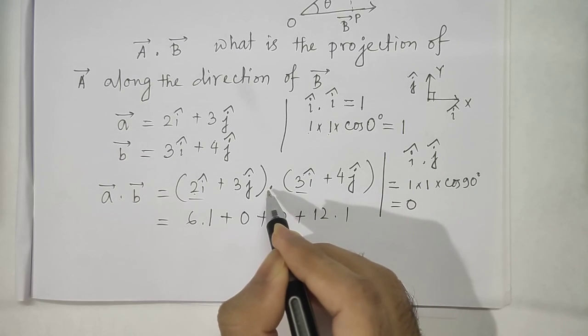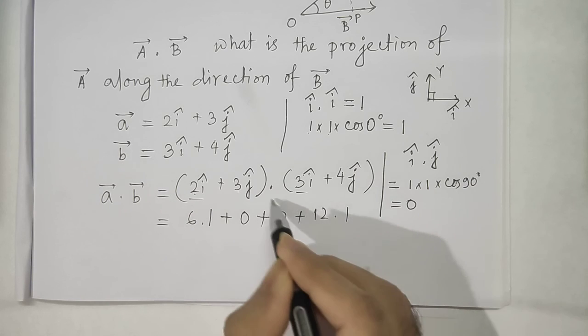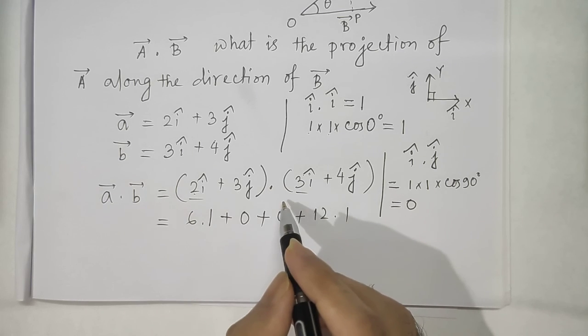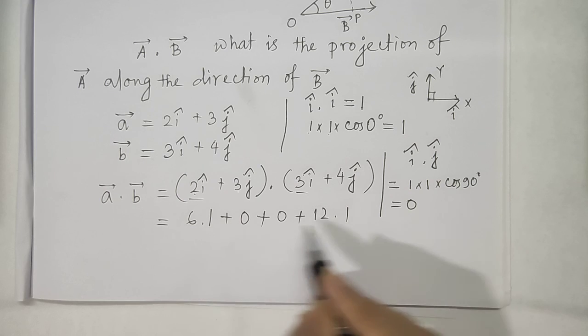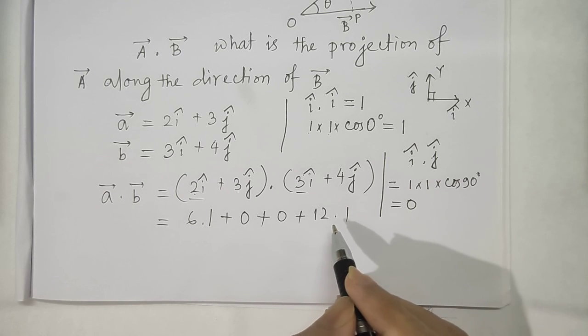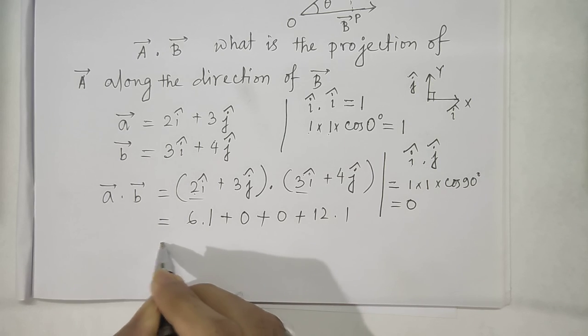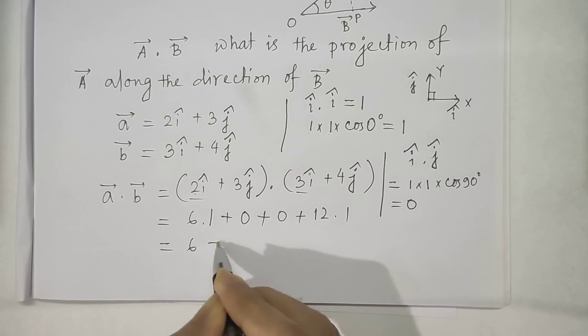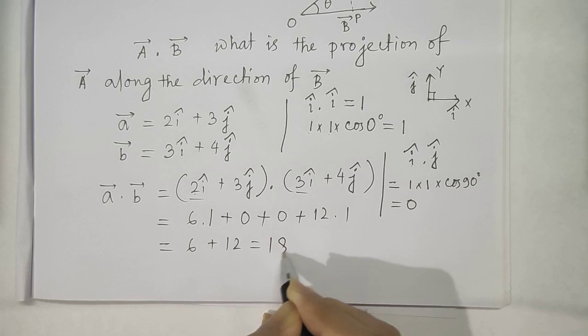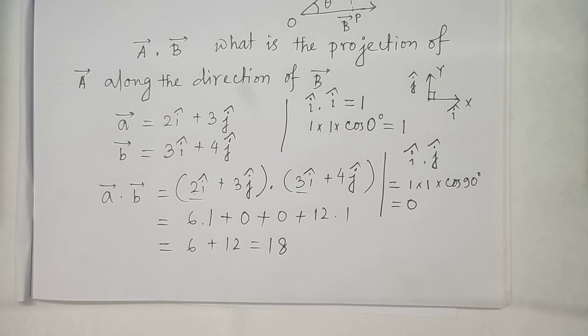Please do not confuse this dot with the other one, because that is the dot of the dot product of the two vectors, but this one is only multiplication. I am writing it for multiplicative purposes. So this will be 6 plus 12 equals 18. So this is pretty much it about the dot product of two vectors.